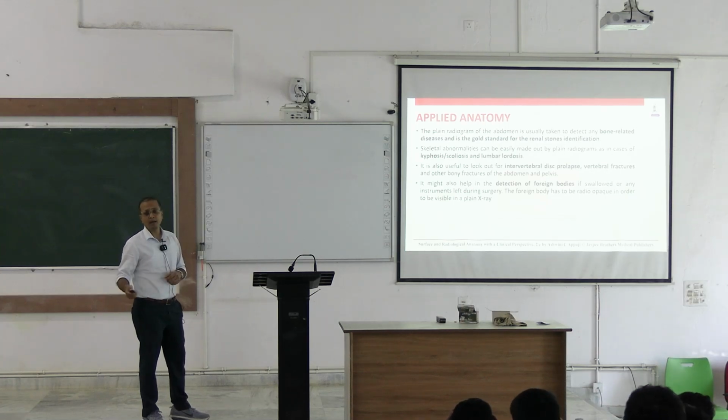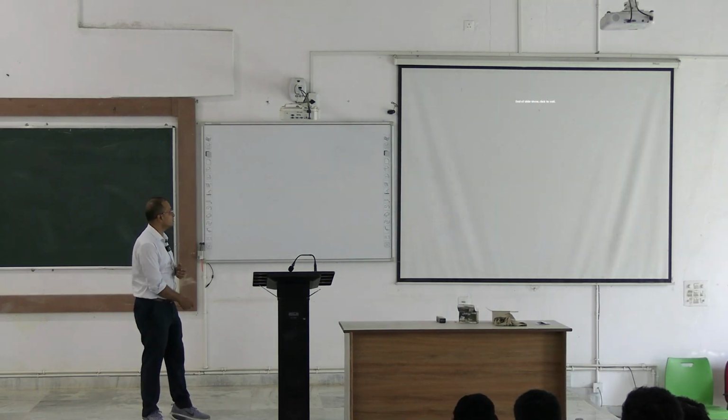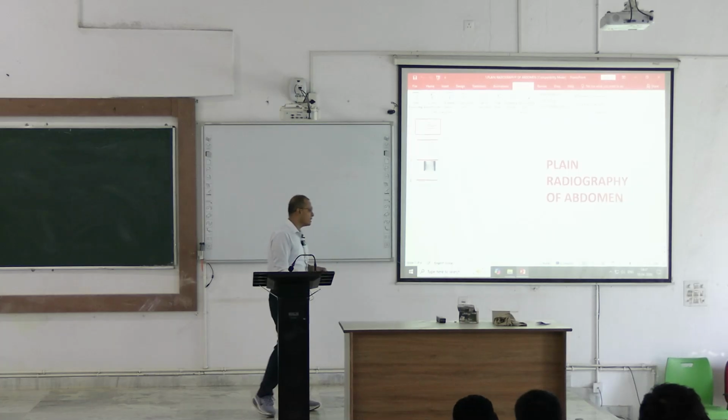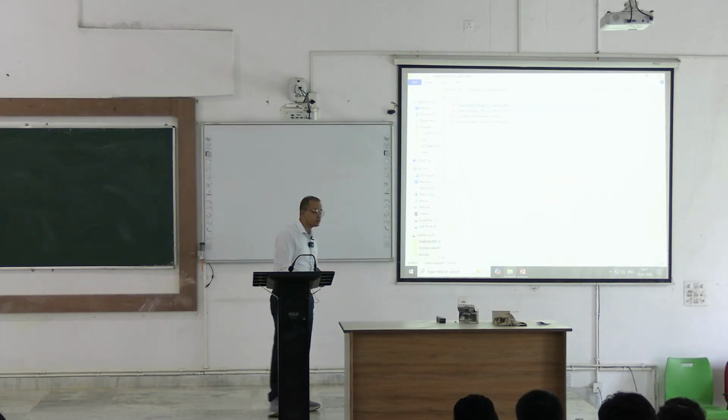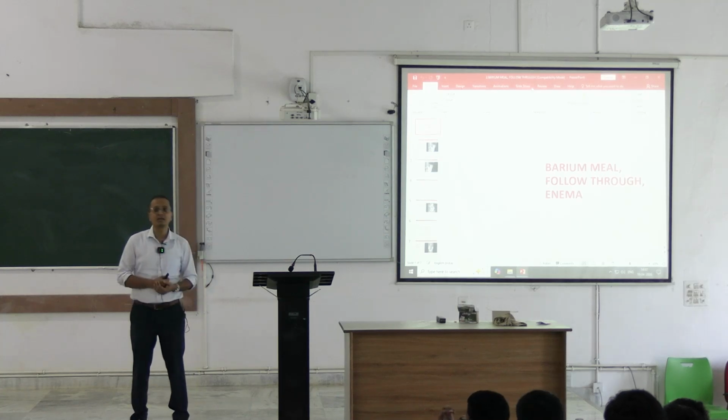Now moving from the plain X-ray, you are going to see something special. We add something and see something. We call them a special X-ray. One kind of special X-ray, we call the barium X-ray. In the barium X-ray, we use barium sulfate as a dye.